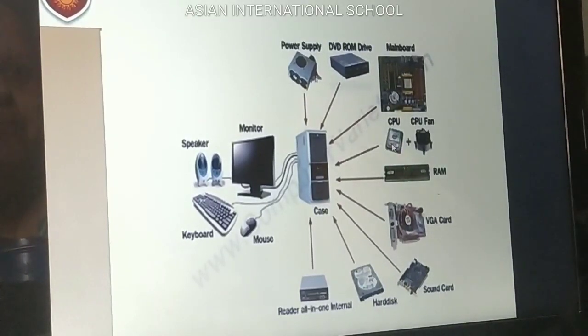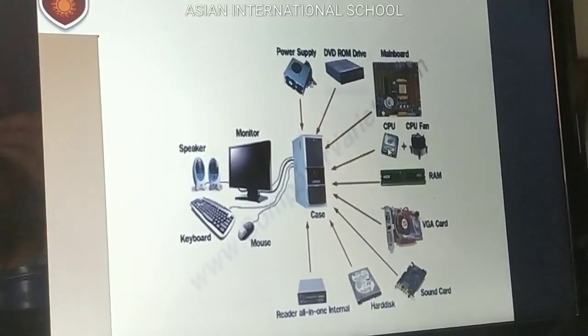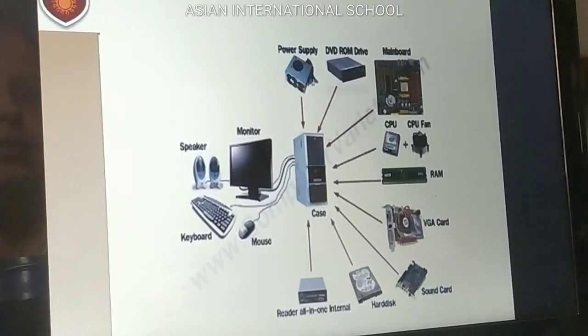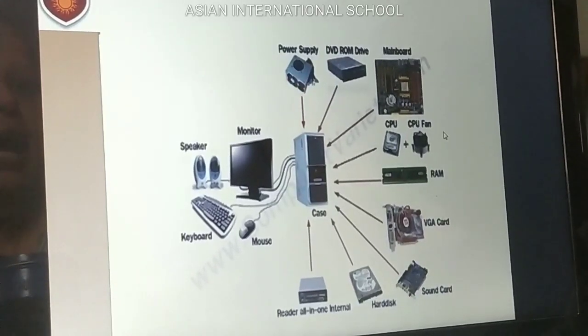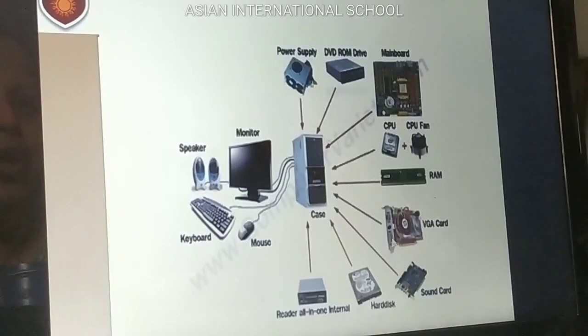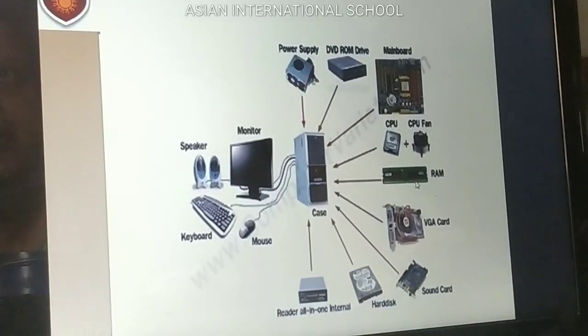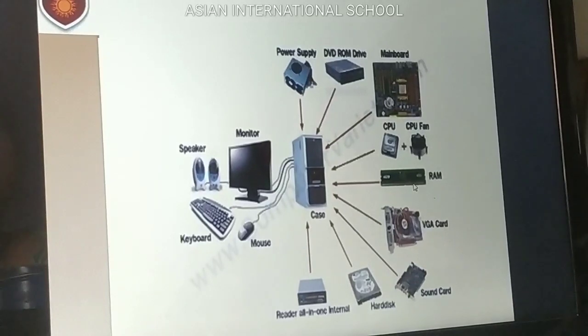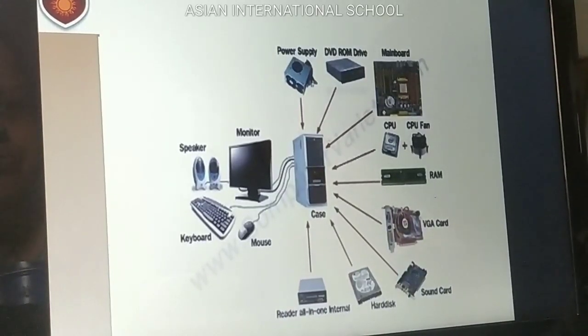Then comes the hard disk. Here the storage is done. The hard disk is here. This is the CPU, and the CPU fan. The CPU fan is to control the temperature inside the CPU. RAM, we all know, is random access memory. So when we input the data, it first goes to RAM and then to the processing. So it's random access memory.